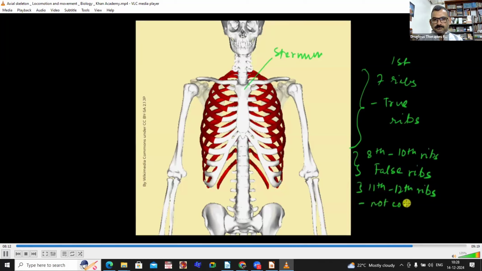So they are not connected to the sternum and are called floating ribs. They seem to float, hence are called floating ribs.